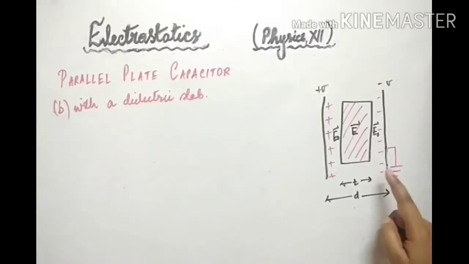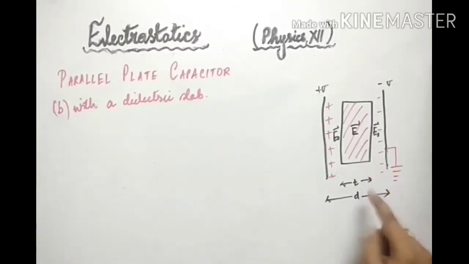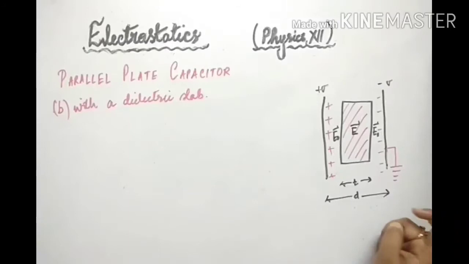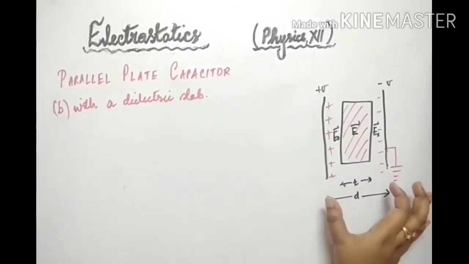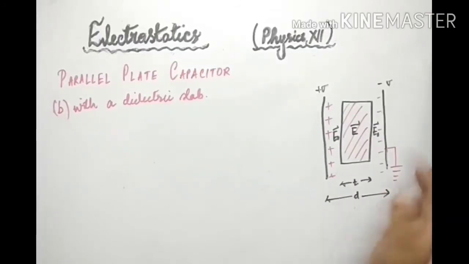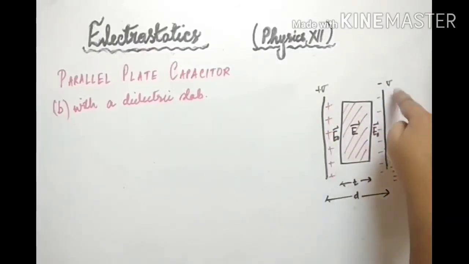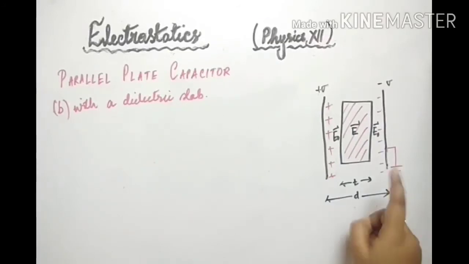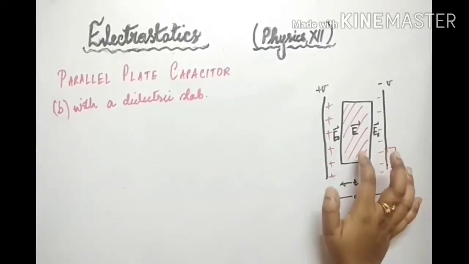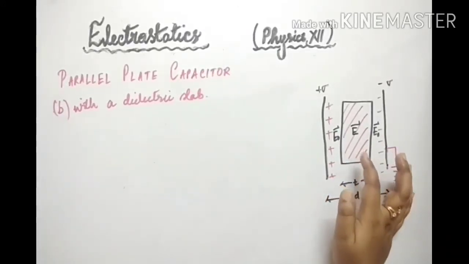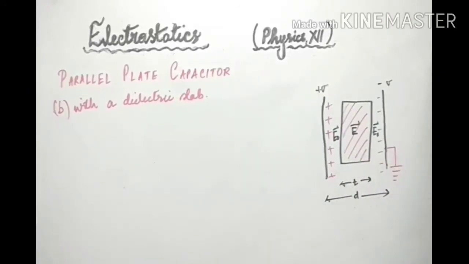So here you can see a dielectric slab is drawn of thickness T and it is kept in between these two parallel plates. One has plus sigma charge density, another has minus sigma charge density. The external field, that is outside the dielectric, is E naught, and inside the dielectric the electric field is E, or the net electric field, that is E.